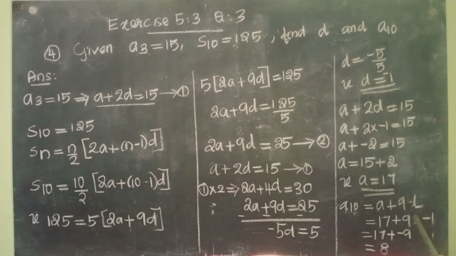a10 equal to a plus 9d. That is equal to 17 plus 9 into minus 1. We know a is 17, d is minus 1. So that is equal to 17 plus minus 9. That is equal to 8. So we got the value of d and a10. The value of d is minus 1. Value of a10 is 8.